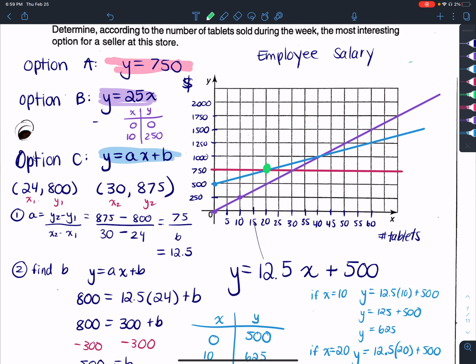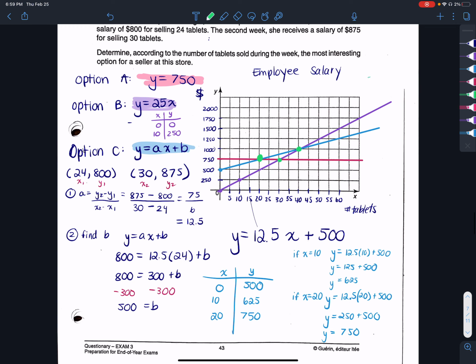Okay, so here, we've got something going on here. So this question is meant to be done with a graph. If I was to give you this on a quiz, I would be very specific, saying you can read it off the graph, don't worry, and that I don't expect you to do comparison so many times. So the question is asking, determine according to the number of tablets sold during the week, the most interesting option for a seller at this store. So if you worked at this store, which option would interest you the most?